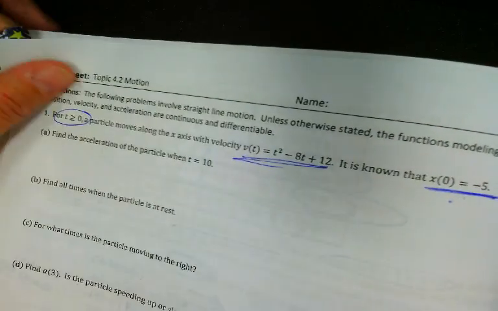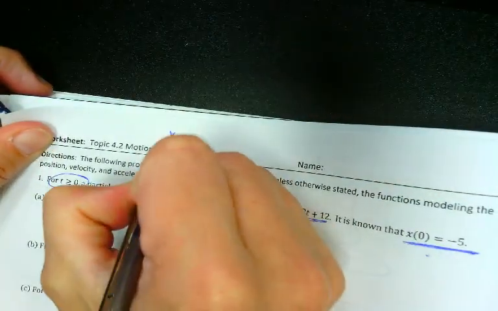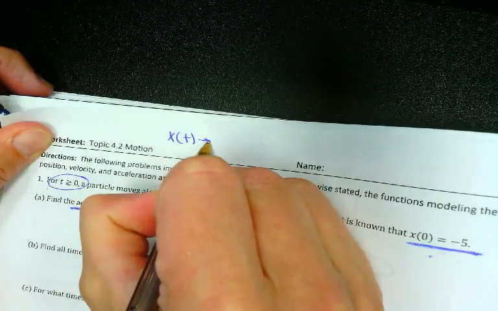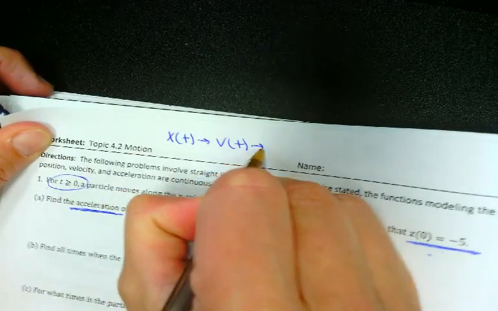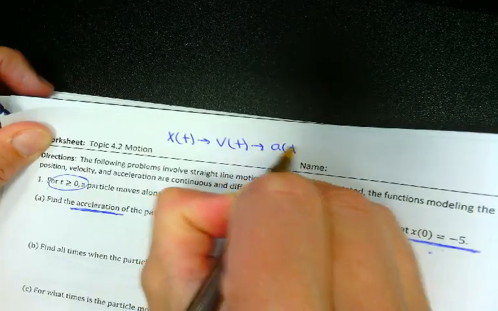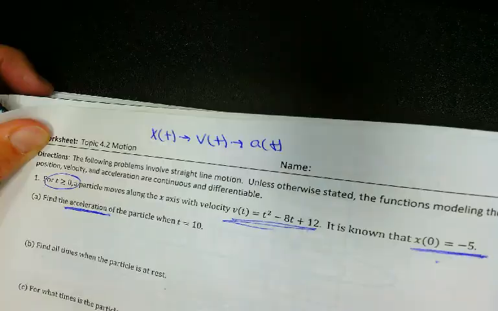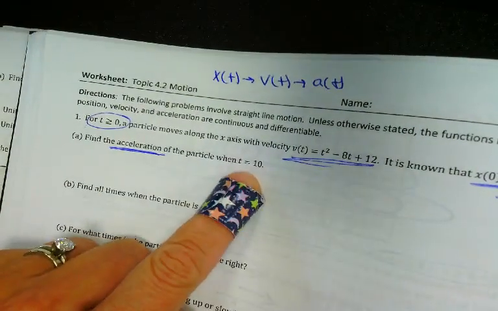So I know the position at 0 and I know the velocity. The first thing it wants us to find is the acceleration. So let's just recall, who do we start with? Position. And if I take the derivative of position, I get velocity. And if I take the derivative of velocity, I get acceleration. After that, that's all stuff from physics. This is all we do in calculus: position, velocity, acceleration. All right, so find the acceleration at 10.